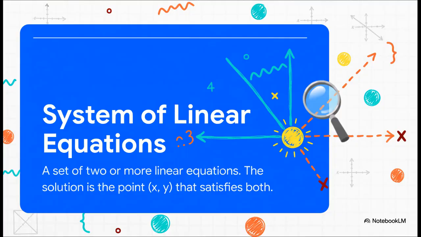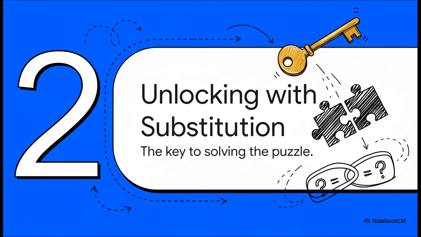And here's the key thing to remember. Our goal isn't just to find an x or a y. No way. We're on the hunt for that one single coordinate point, that one specific x, y pair that makes both equations true at the exact same time. It's the sweet spot where everything lines up. So how in the world do we find that magic point?